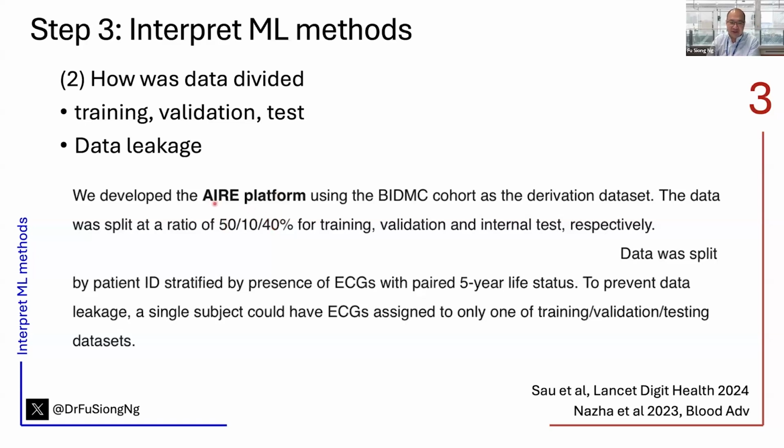And you need to make sure there's no data leakage or crossover between these data sets. So each patient can only be in one of these bins. Otherwise, there's something called data leakage, and it might artificially inflate the performance of the model.